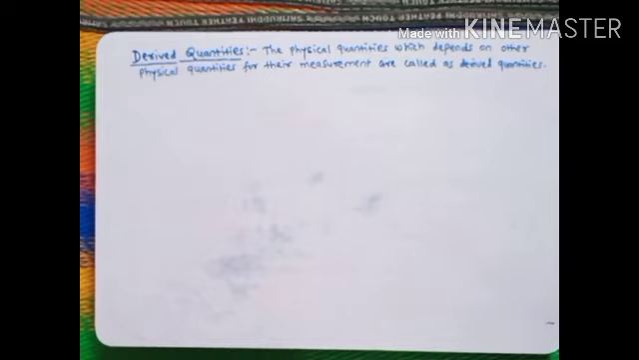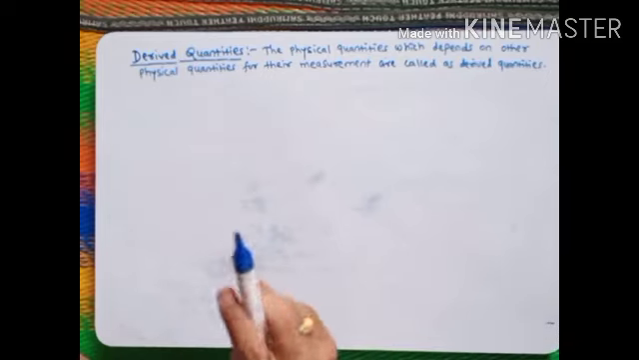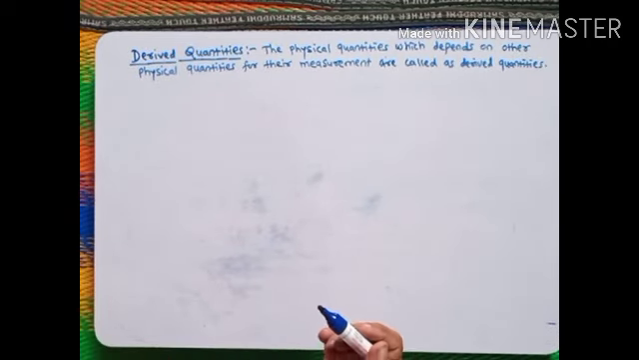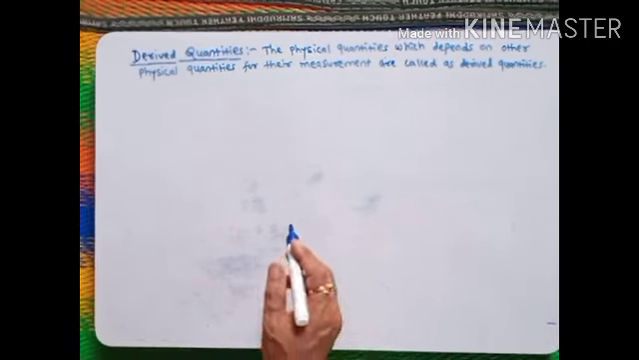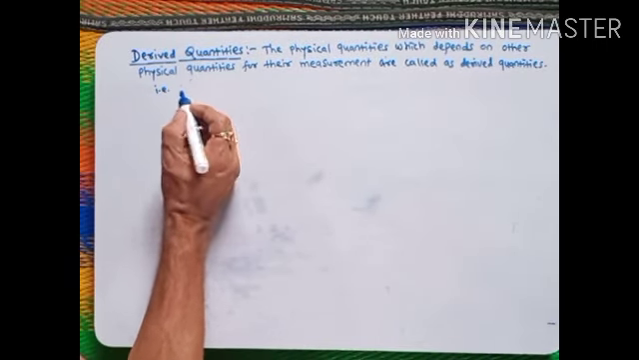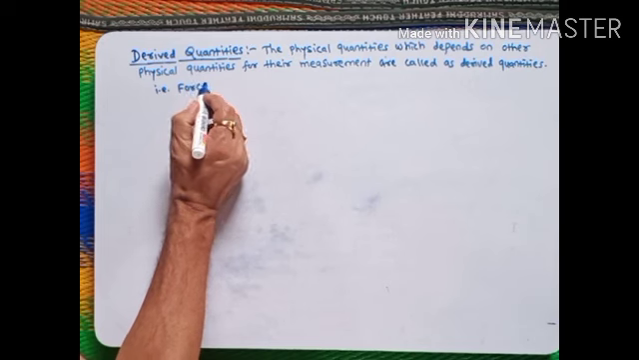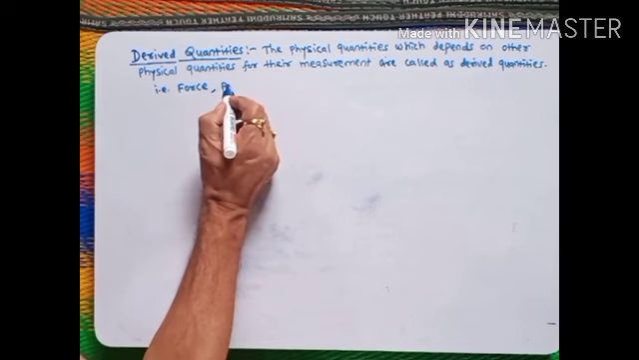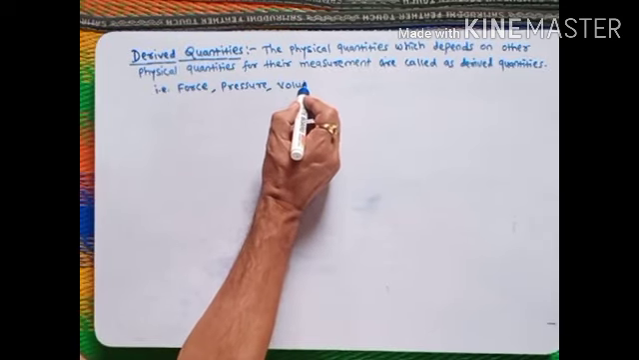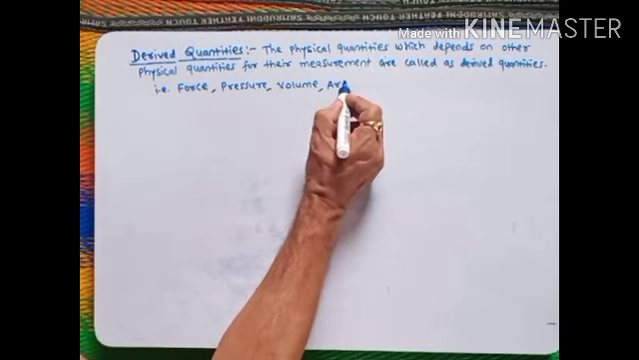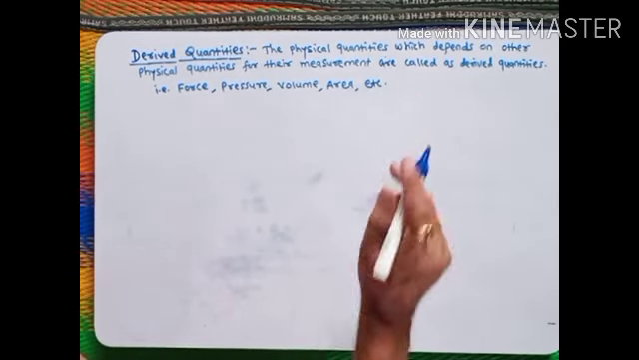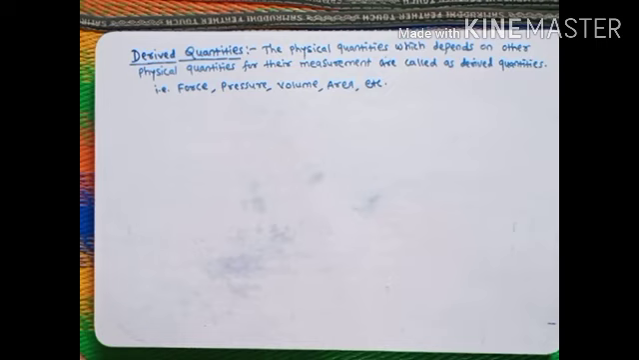This is the definition. Derived quantity means the physical quantities which depend on other physical quantities for their measurement are called derived quantities. There are many more derived quantities. For example, we consider force, pressure, volume, area, etc. All these are derived quantities.